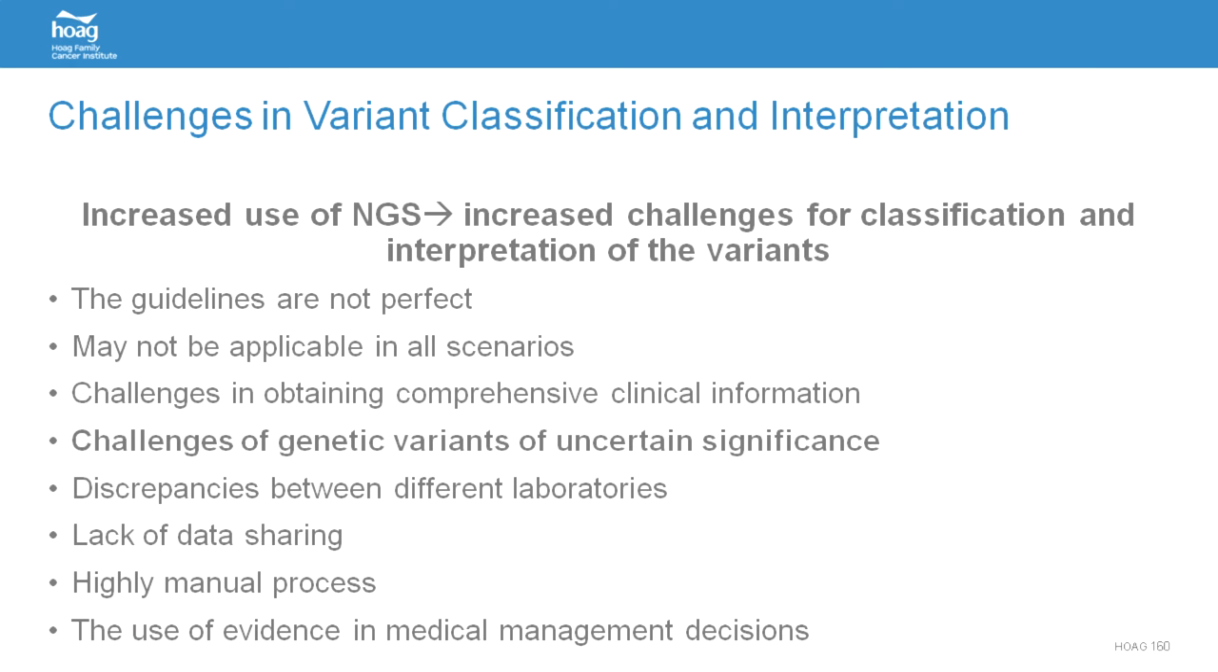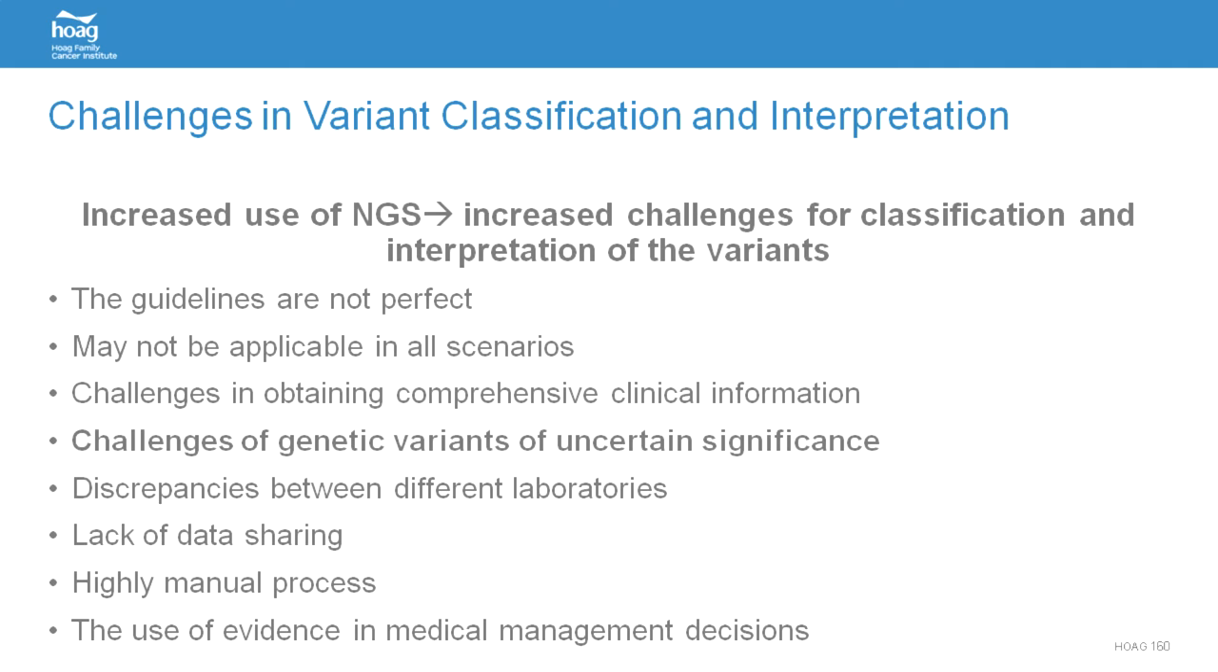There are a lot of challenges in variant classification and interpretation because we use a lot of next generation sequencing, and then we have more challenges because we identify more. As we mentioned, the guidelines are not perfect and may not be applicable to all scenarios. It doesn't fit for all.